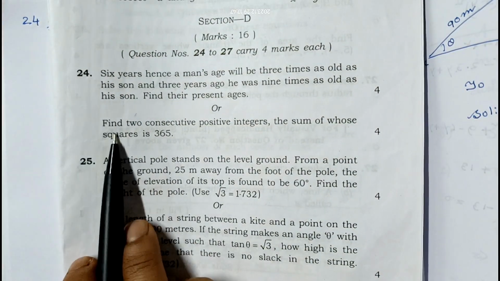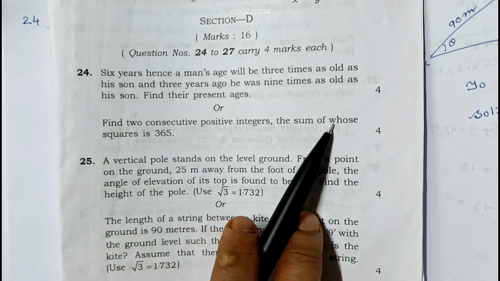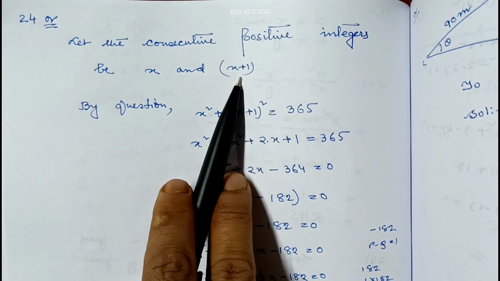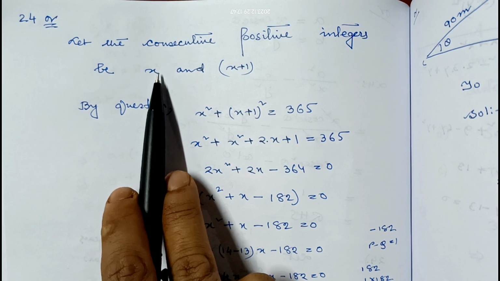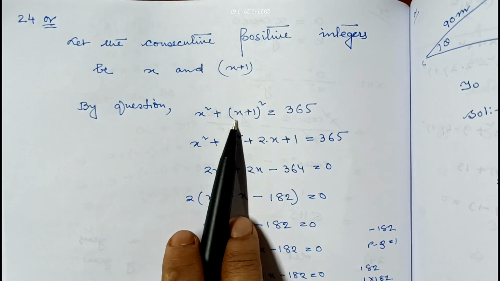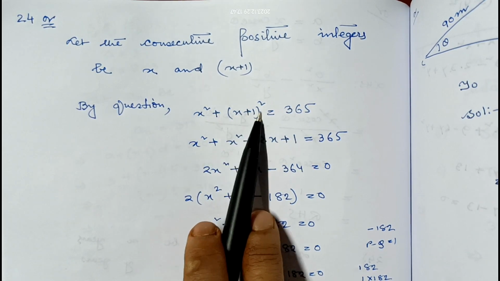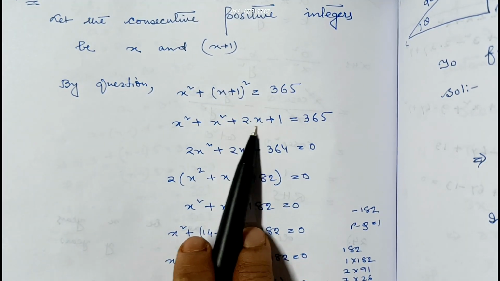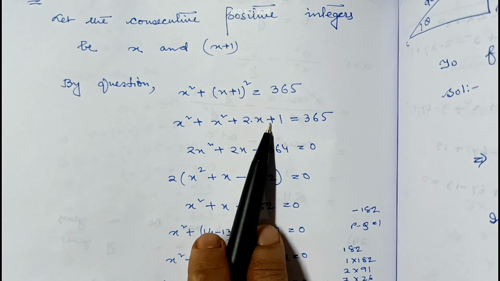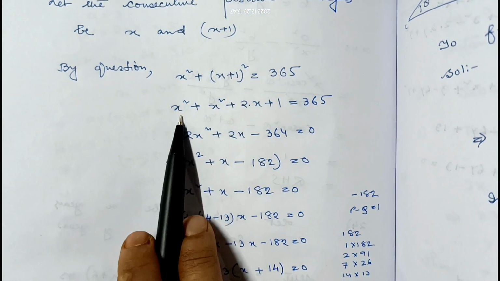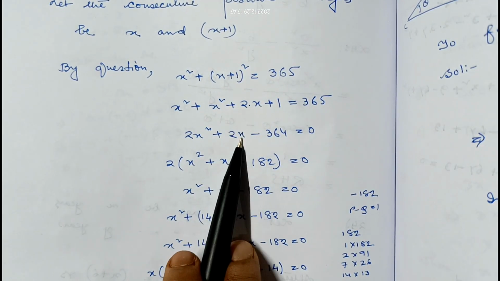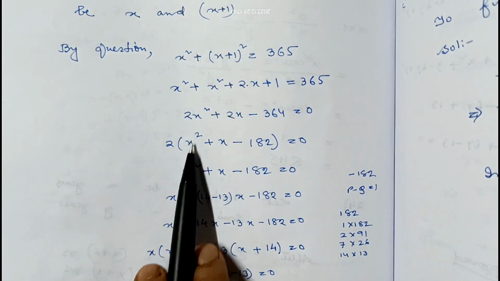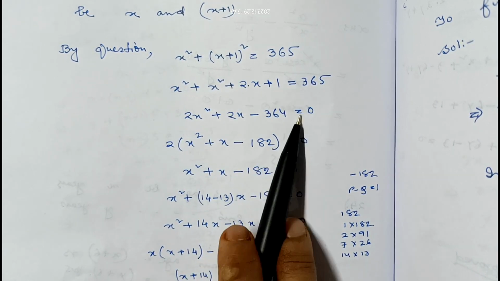In the second part of question number 24, it is given to find two consecutive positive integers, the sum of whose squares is 365. Here we can consider the positive integers to be x and x plus 1. When we say consecutive, if one number is x, the next one will be x plus 1. According to the question, the sum of the squares, x square plus (x plus 1) whole square, will be 365. So (x plus 1) whole square is x square plus twice ab plus b square. So it will be x square plus twice x into 1 plus 1 equal to 365. x square plus x square, 2x square plus 2x plus 1 minus 365 will give minus 364 equals 0.